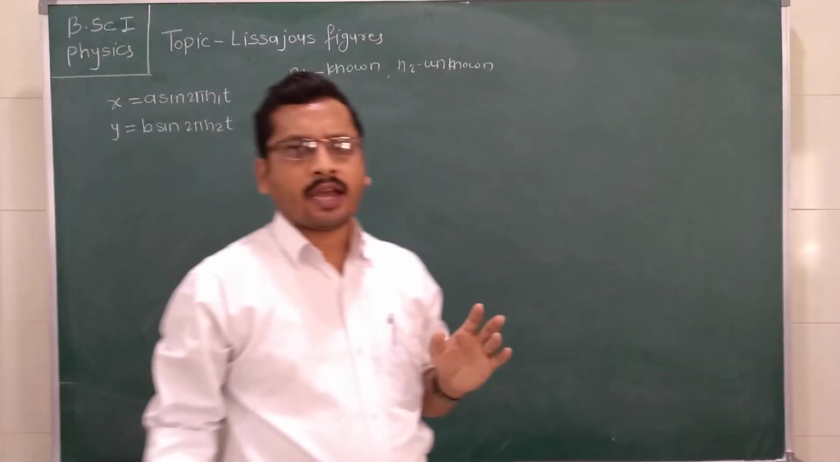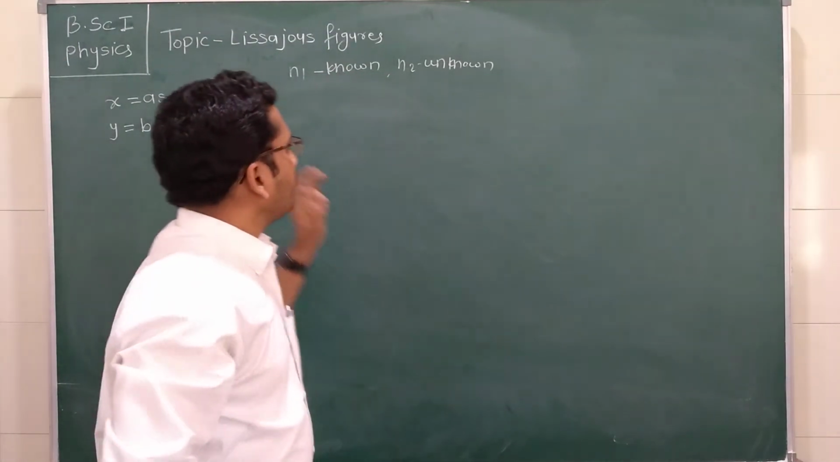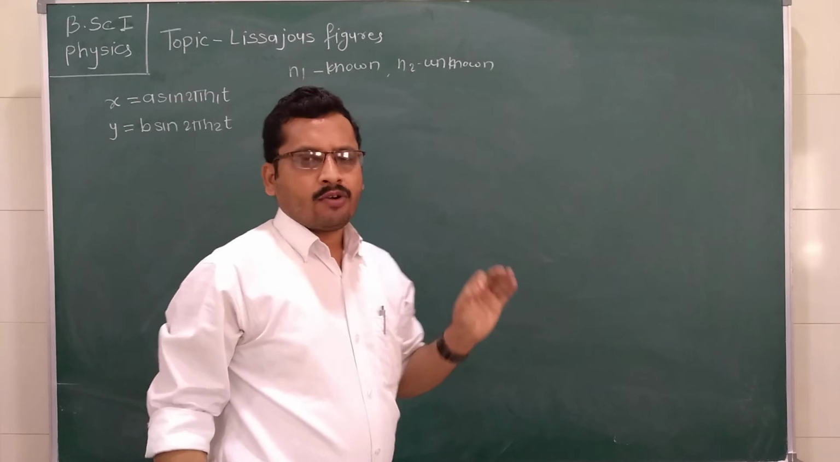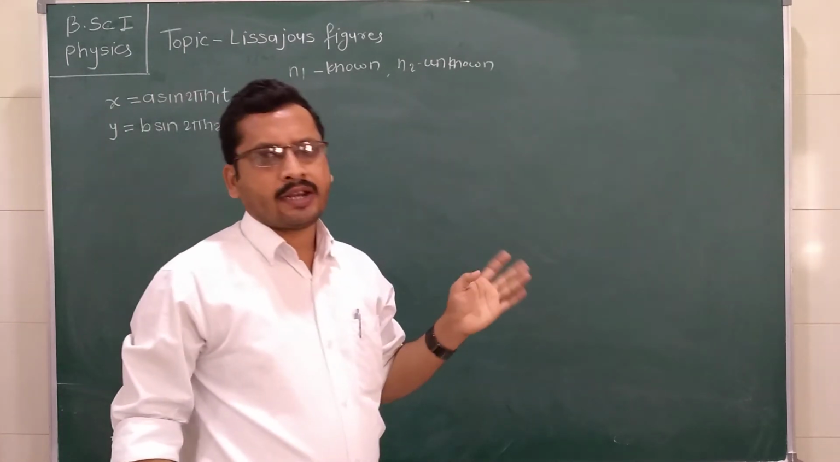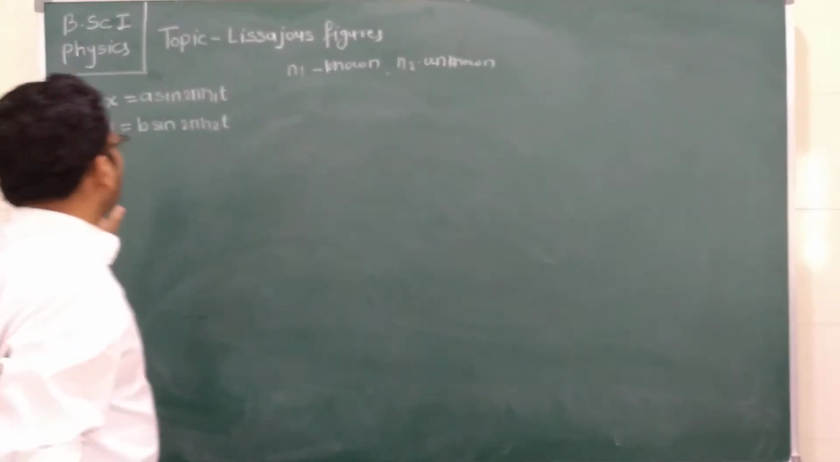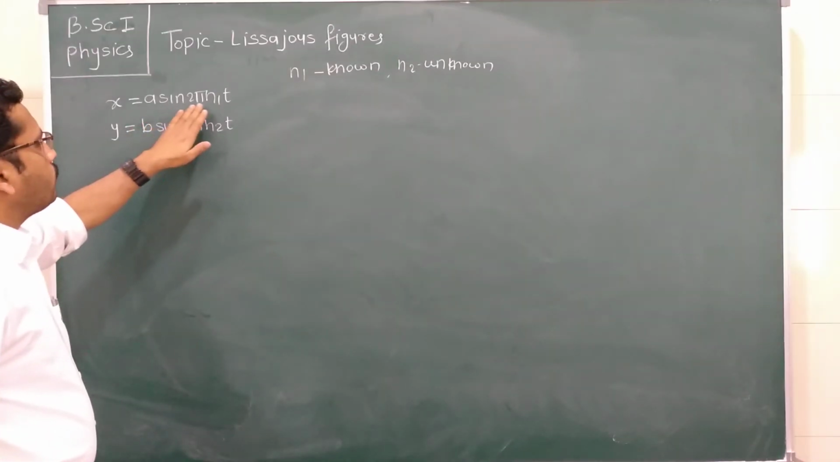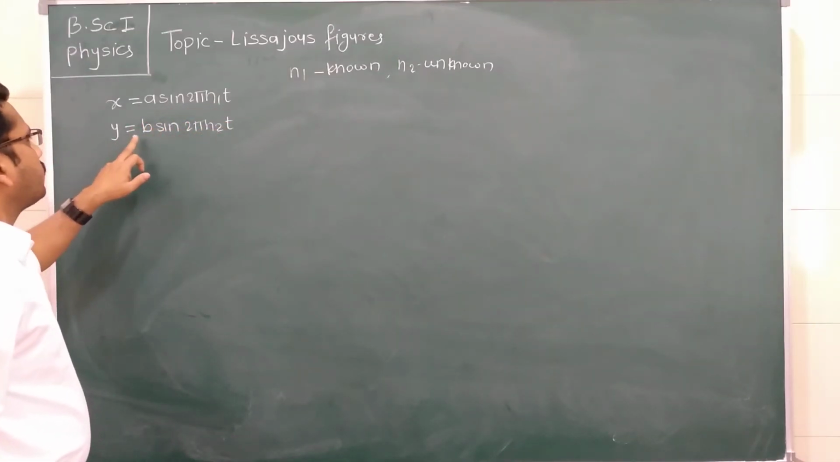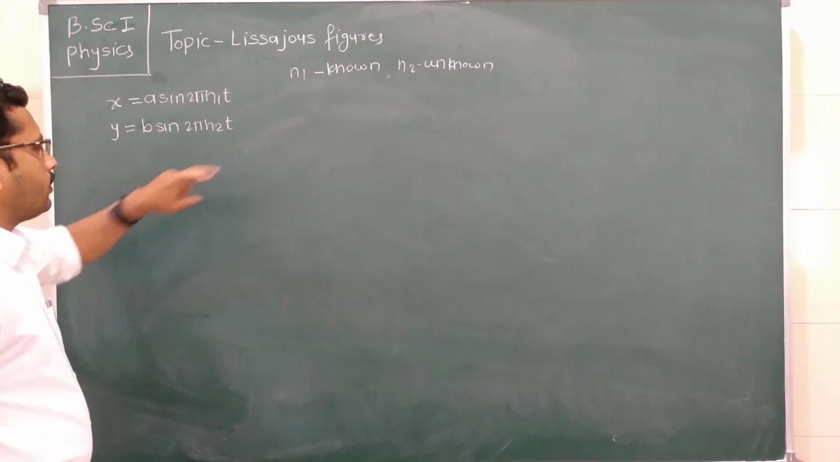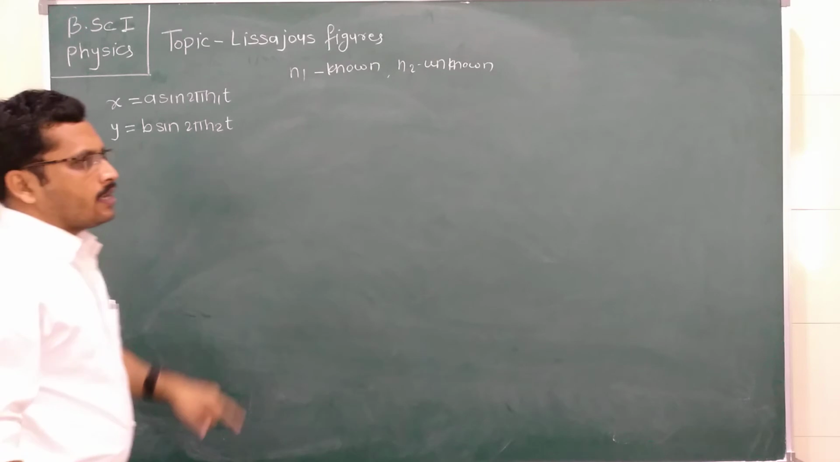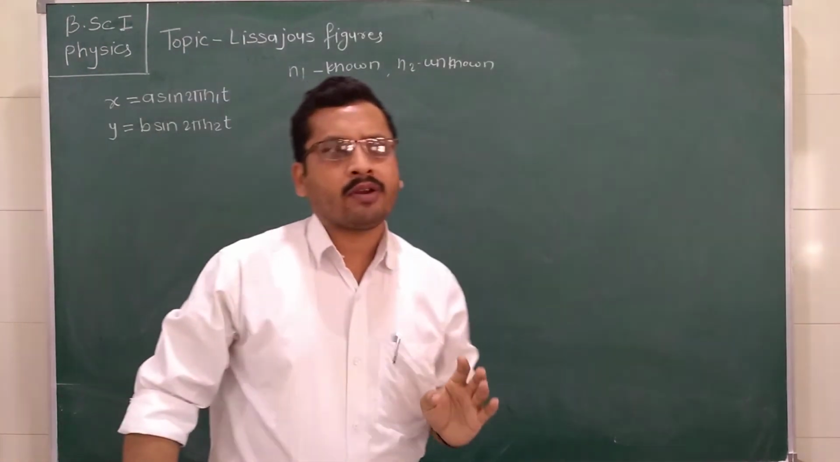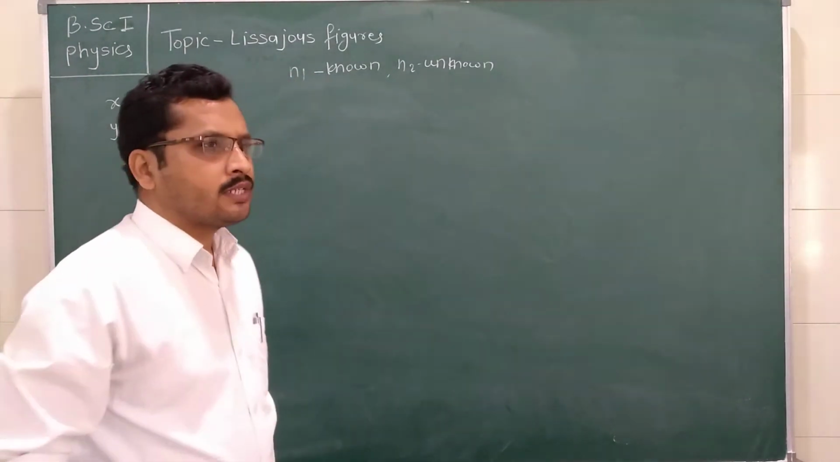And the values of n1 and n2, the gap between n1 and n2 is slightly different, meaning n2 minus n1 or n1 minus n2 is slight. So x is equal to a sin 2 pi n1 t and y is equal to b sin 2 pi n2 t. Here we take the amplitude different and frequency different, meaning they are mutually perpendicular to each other to form a Lissajous figure.